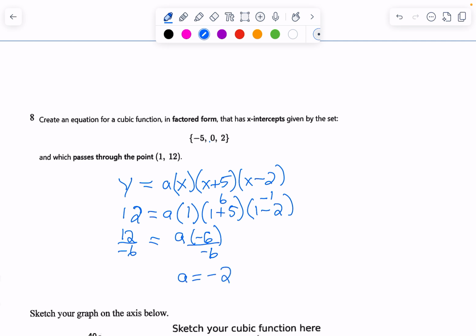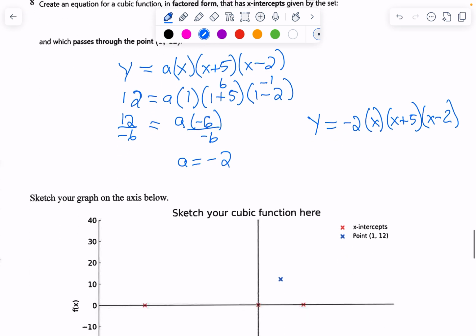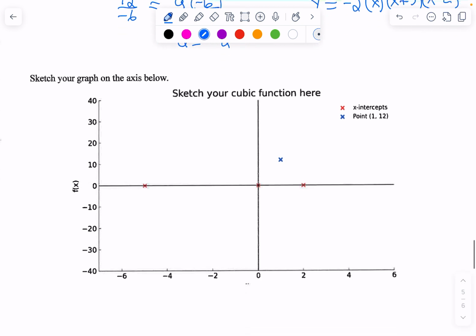Okay, so we're going to write it in factored form. Let's see if I cannot mess this up. Negative 2 x, x plus 5, x minus 2. All right, sorry about that. You can cancel me. All right, now we want to sketch it on the graph, right?